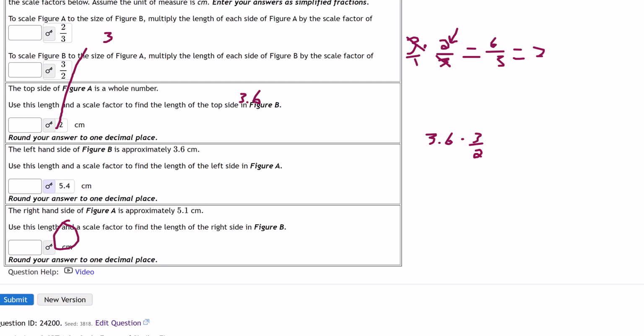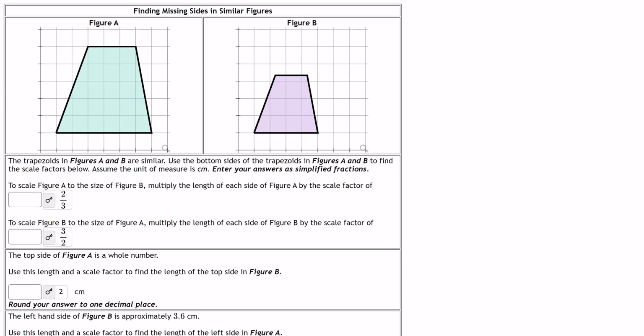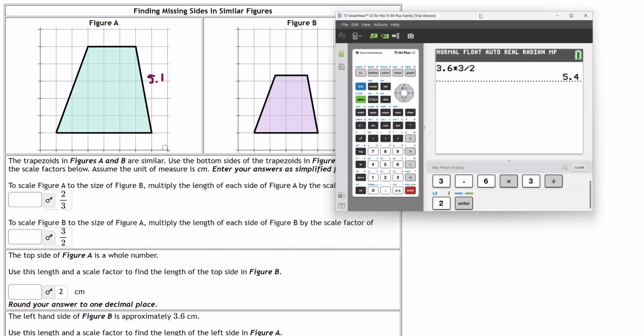All right, and the last one. The right-hand side of figure A is approximately 5.1. We're going to use that to find the right-hand side of figure B. So same thing. They're saying this one is 5.1, and we want to go this way. So remember, it's going to be 2 over 3 that we're going to multiply by. I'm going to jump straight to my calculator. It's going to be 5.1 times 2 over 3, so 2 divided by 3. So 3.4.